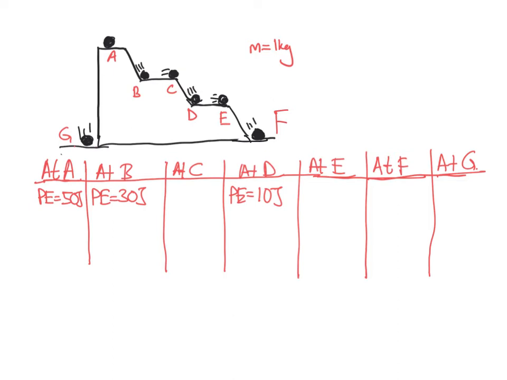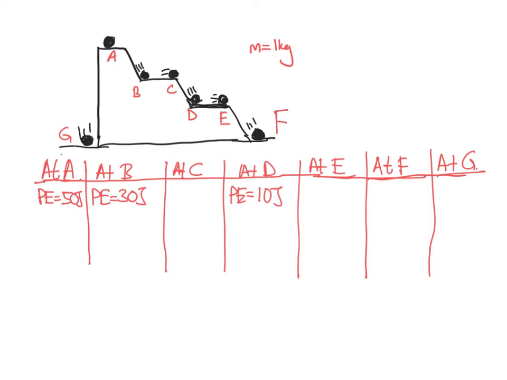From A it goes to B, B to C, C to D, D to E, and then E to F. B to C is a flat line. Likewise D to E is also a flat straight line, and then E to F. What is given here is the PE at A, the potential energy at B, and the potential energy at D. That's it, nothing else is given, and we are requested to find the rest.